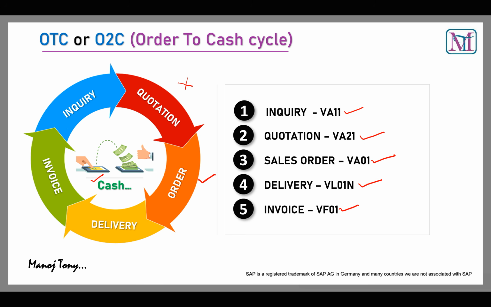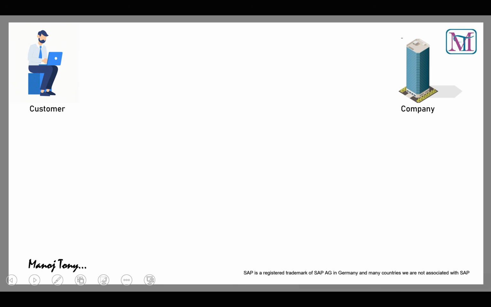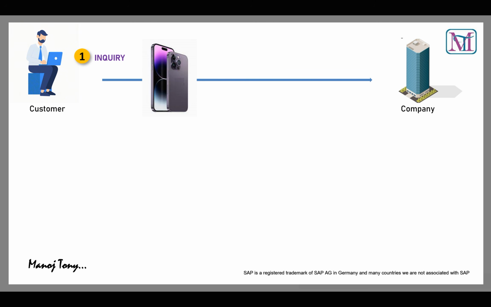This is the customer and this is the company. In first step, customer will send an inquiry to the company. Suppose we are planning to purchase a mobile phone, then we'll inquire about the mobile phone. Mode of inquiry may be over telephone, through email, or walk-in customer. Customer will go to company and directly inquire about the product.